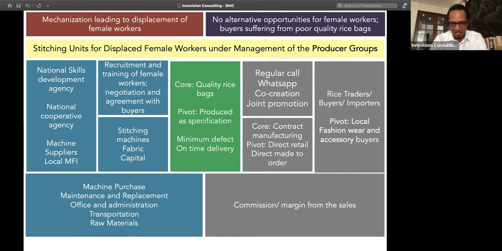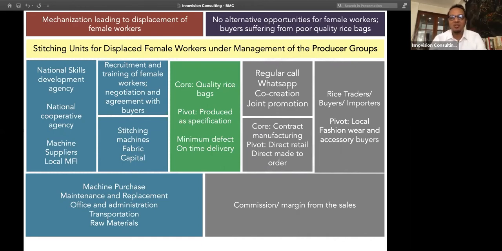Now, while managing this work, the producer groups will come across some challenges. Where do I get my machines? Where do I get funds? Where do I get credit? So that's where the machine suppliers and local MFIs will come in as key partners. And then also the project at one point figured that they could do more by partnering with the National Skills Development Agency and the National Cooperative Agency, who can also promote more producer groups to get into this kind of intervention. So the project therefore facilitates the partnerships between these agencies and the producer groups.